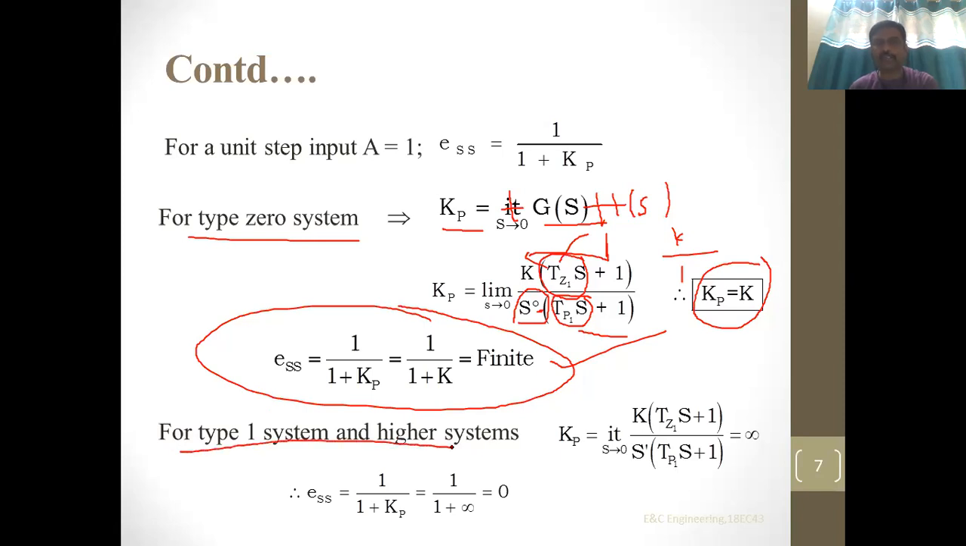Similarly, if I go for type 1 and higher systems, okay, type 1 and higher systems. Type 1 in the sense s to the power of 1. Higher systems in the sense s to the power of 2, s to the power of 3 and so on.